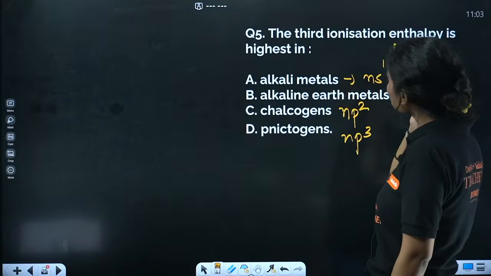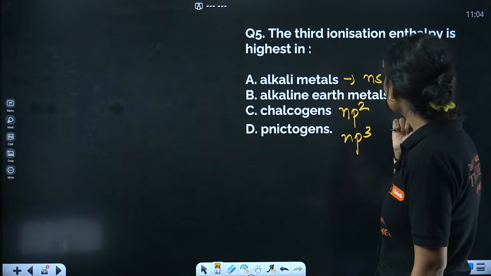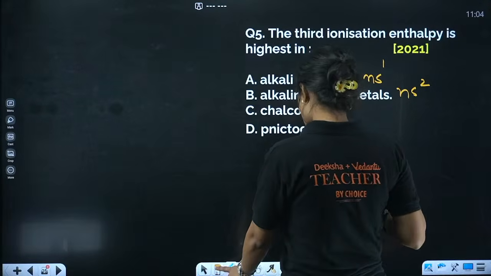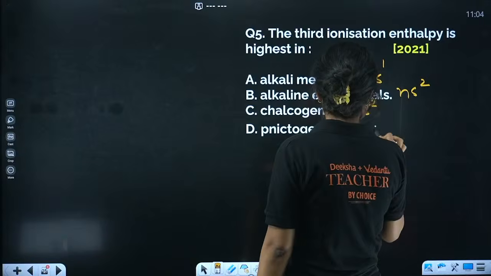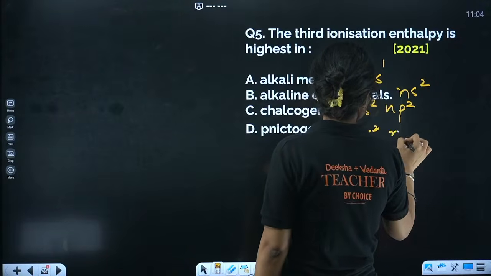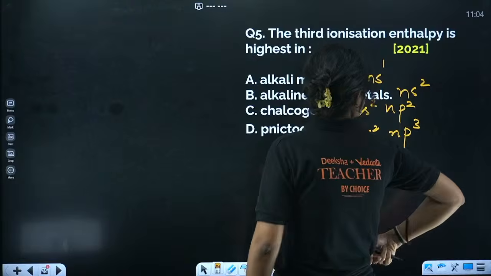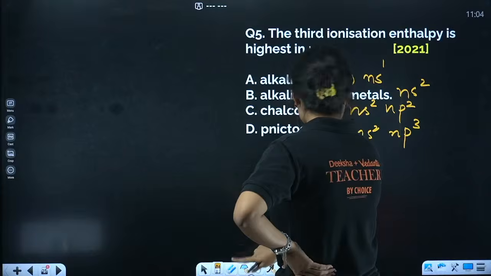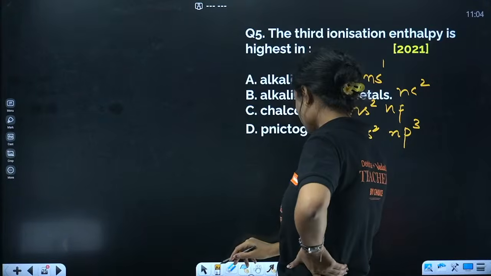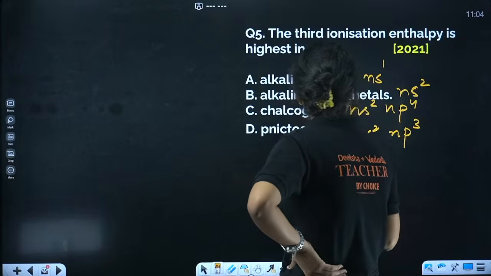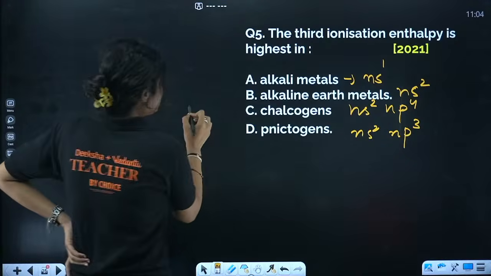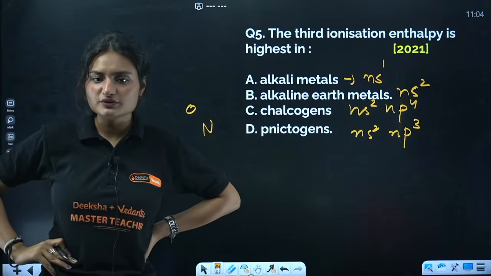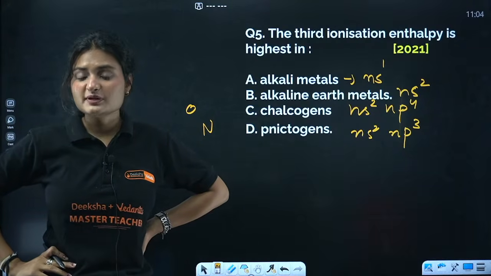Third highest will be for which one? Before halogens, np5. Okay, so this is the oxygen family and this is the nitrogen family. So tell me, the third ionization enthalpy will be highest for which?